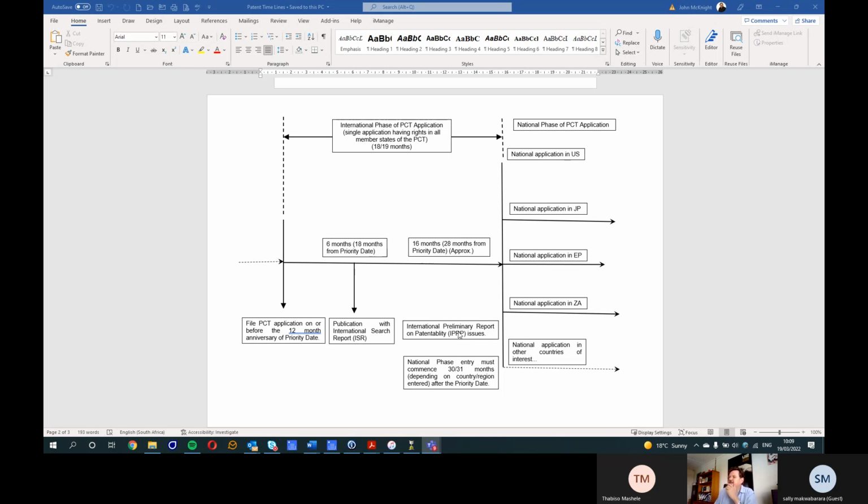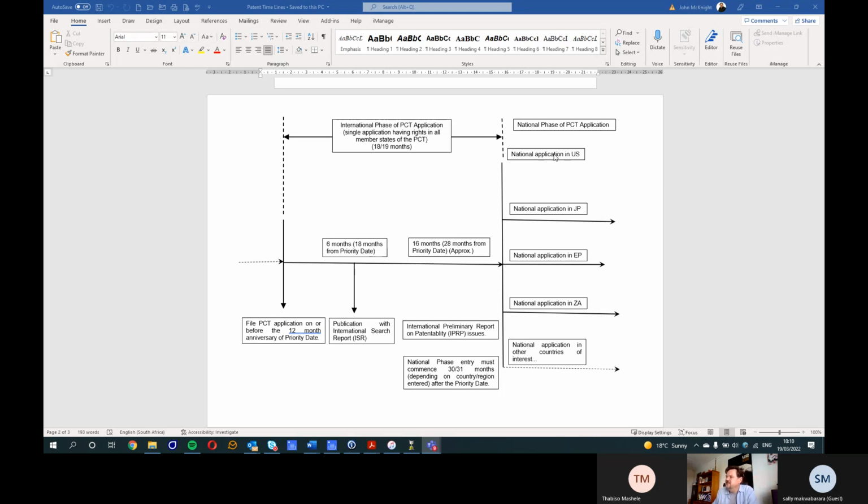This looks good. And it's at that point that you then have to enter what's called the national phase of the PCT application. This was the international phase. It was just one application pending at the office in Geneva, but now you've got to split that application into all these different ones which go into all the different countries around the world.